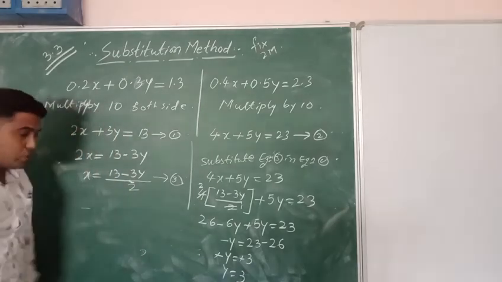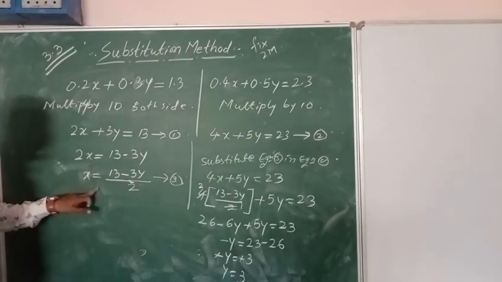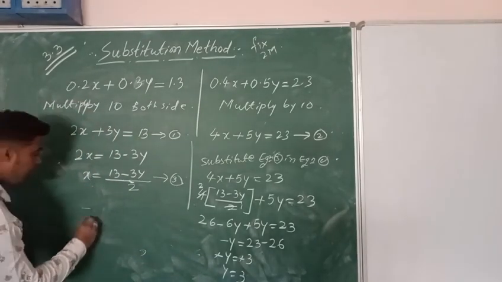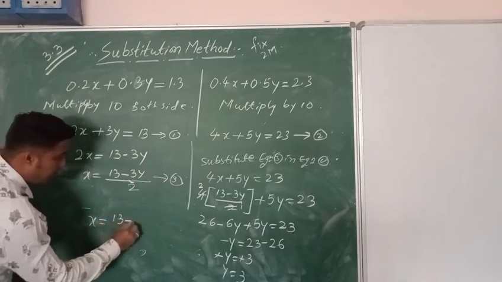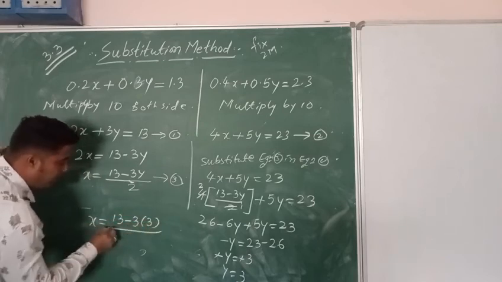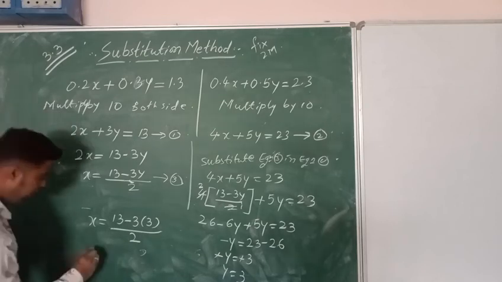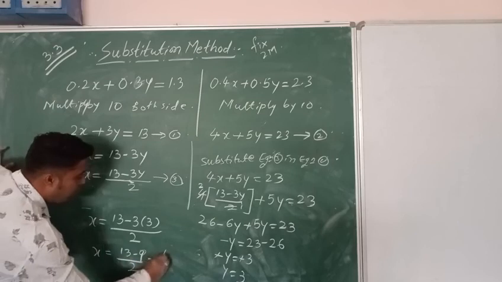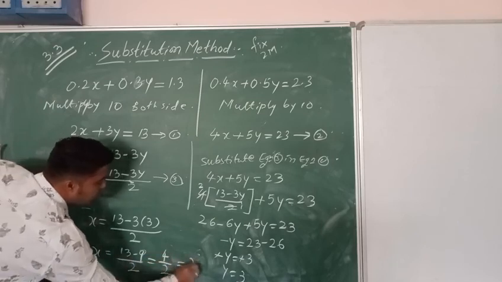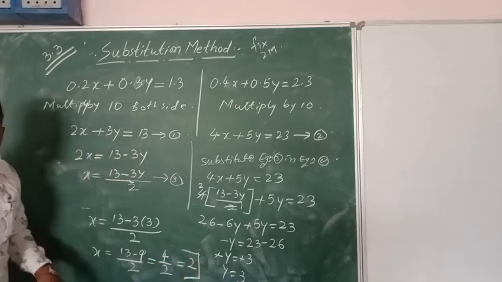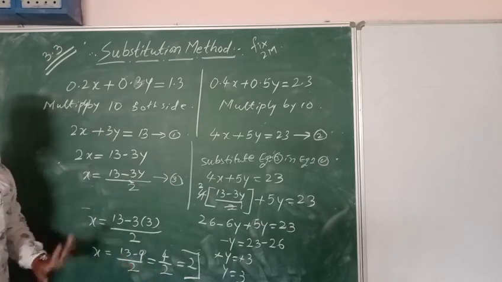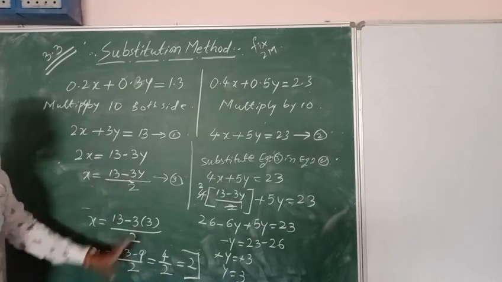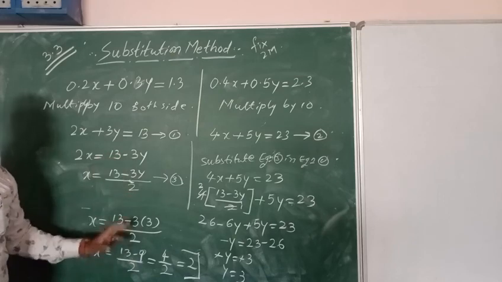So this y is equal to 3, we will resubstitute back here. Observe, x is equal to 13 minus 3 into 3 divided by 2, x is equal to 13 minus 9 by 2, which is nothing but 4 by 2, which gives us 2. So finally we get our answer, x is equal to 2, y is equal to 3. So like this you have to solve the problems which are based on the substitution method.